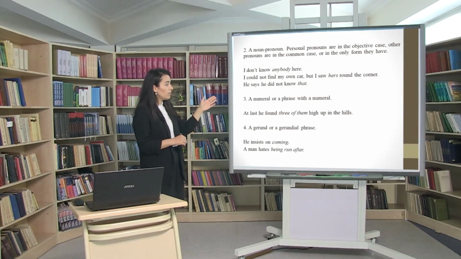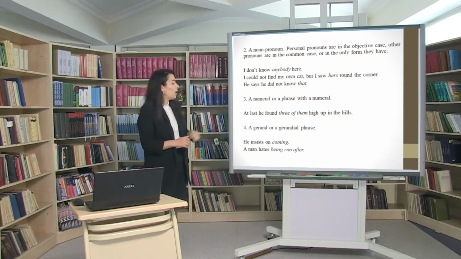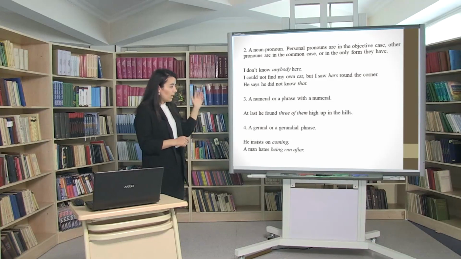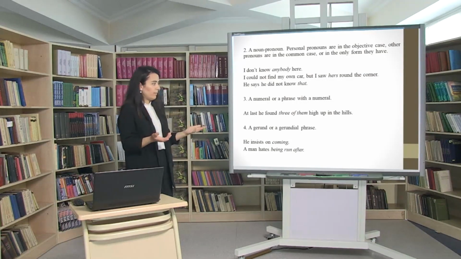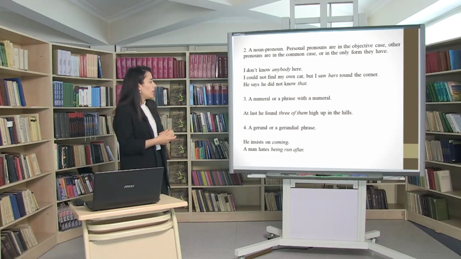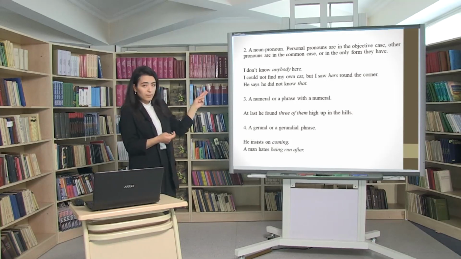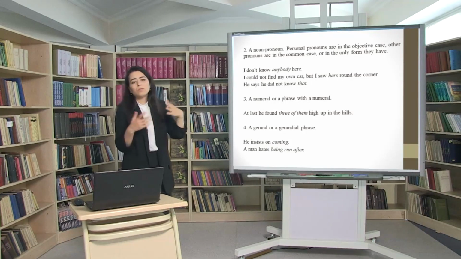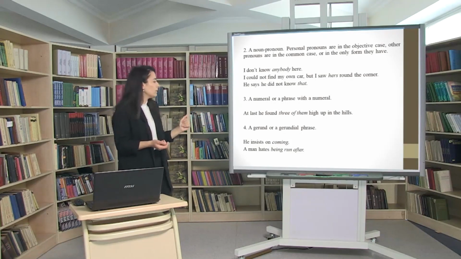And the third one, a numeral or a phrase with a numeral. Now let's look at our samples. At last, he found 3 of them high up in the hills. You see 3 of them is a numeral phrase, or in other words, we can say a phrase with a numeral.